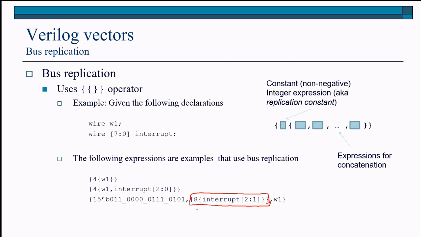There is an important point regarding bus replication. Unlike the bus operations on previous slides, bus replication cannot be used on the left-hand side of an assignment, and this means it cannot be used for output port connections either.